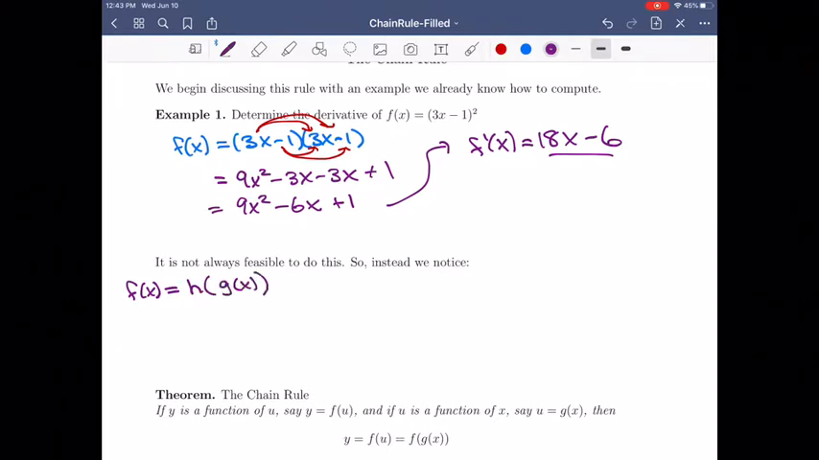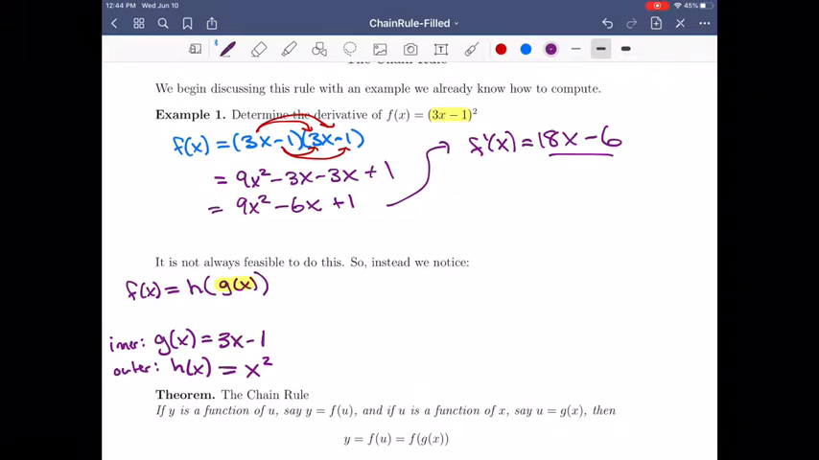So g of x is going to be my inner function. I see that this 3x minus 1 is sort of inside some other bit. So my inner function, g of x, I want to be 3x minus 1. Then my outer function, h of x, is just going to be x squared.